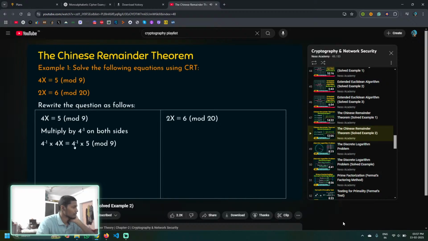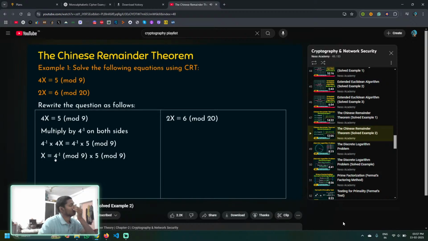But here we need to solve this 4 inverse. This side we get x, this side we have 4 inverse into 5 mod 9. So we are required to find what is 4 inverse mod 9, because this mod 9 is applicable for 4 inverse as well. So we are going to find the multiplicative inverse of 4 mod 9. We will start with 1. 4 into 1 is 4, 4 mod 9 is 4, not 1. Because when a multiplicative inverse is multiplied with that number, we should get 1 as the remainder. But in this case, 1 is not the multiplicative inverse.